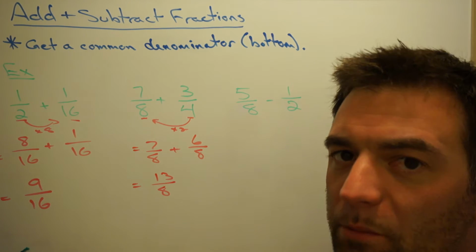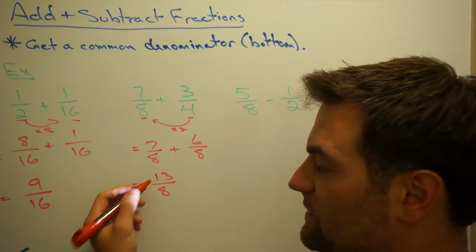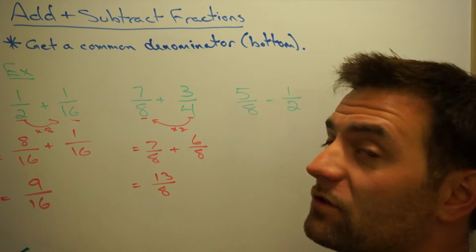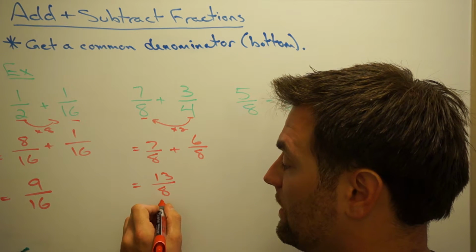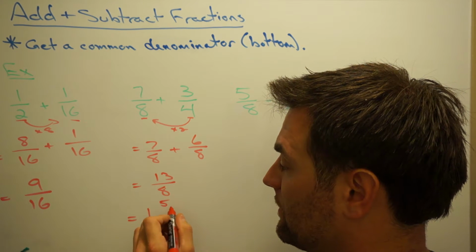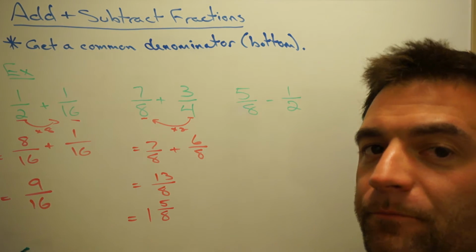This is an improper fraction. If we wanted to get it down to a proper fraction, we'd do a division. 8 goes into 13 once with a remainder of 5. So we'd have 1 and 5/8.